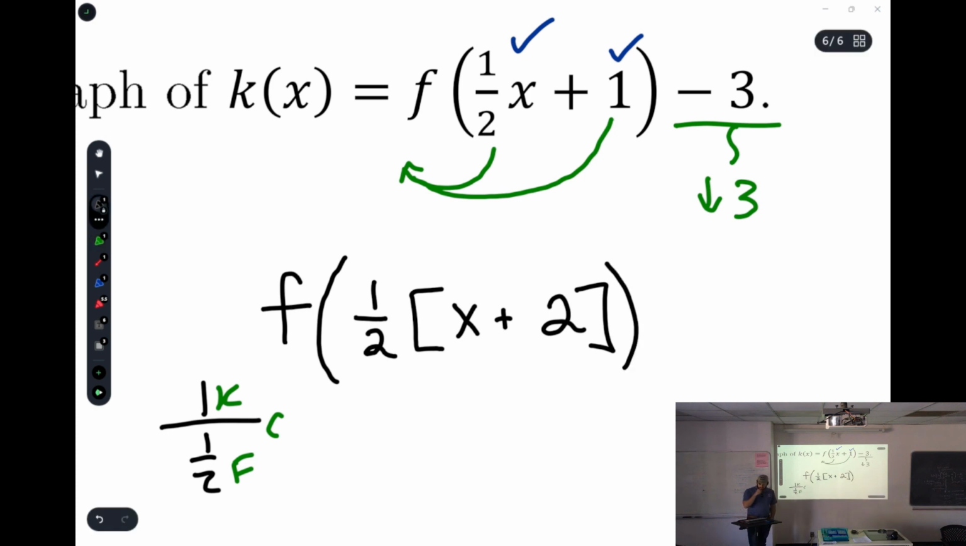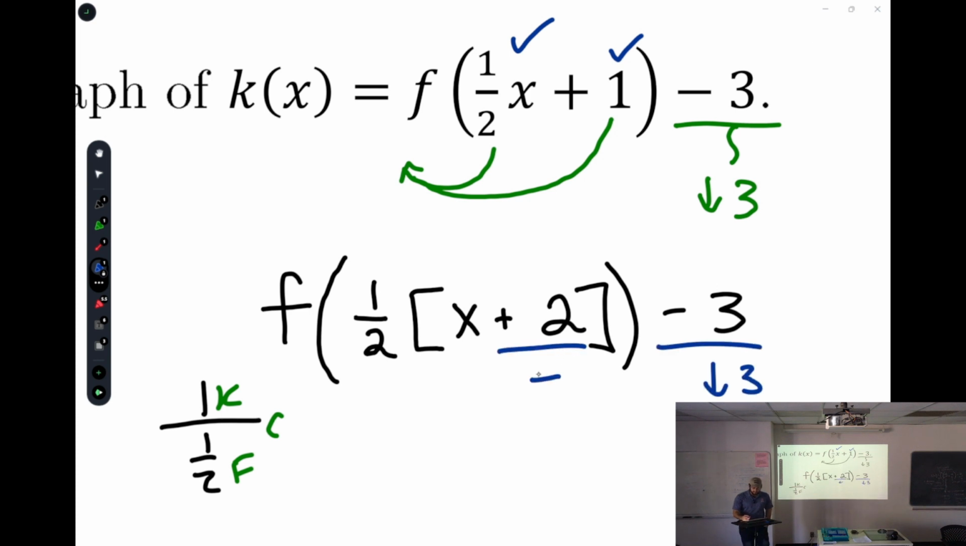So that's that. We need that -3. And now we know all of our shifts. You need it in that form. You have to have it in that form to know all the shifts. That's all the shifts. Down 3. To the left 2. Ooh, what's the 1/2 mean?